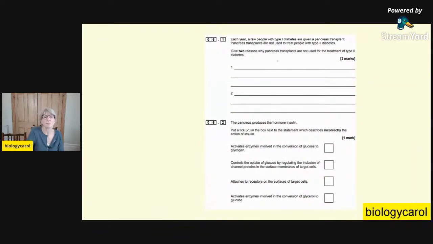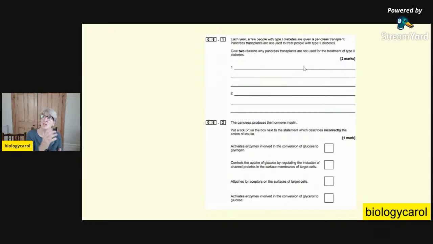I hope that's useful. Question 6, we're about halfway through. Each year, a few people with type 1 diabetes are given a pancreas transplant. Not used to treat people with type 2 diabetes. Why not? Well, type 2 diabetics, their pancreas still produces insulin, so they don't need a pancreas transplant.